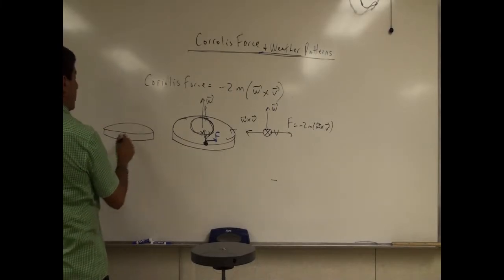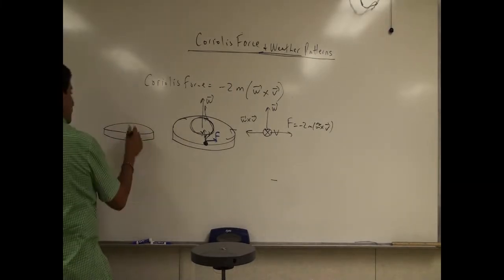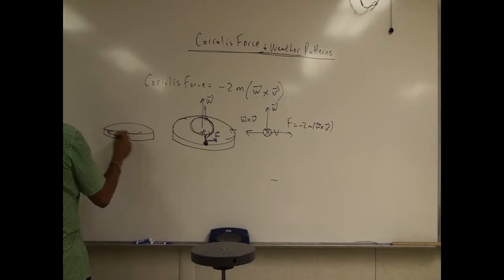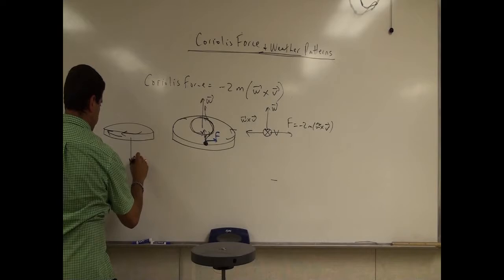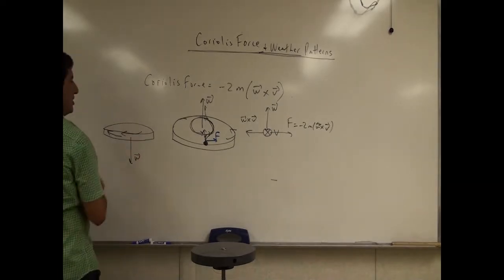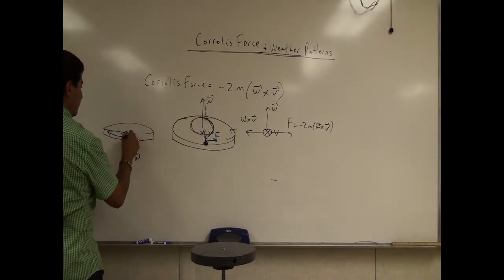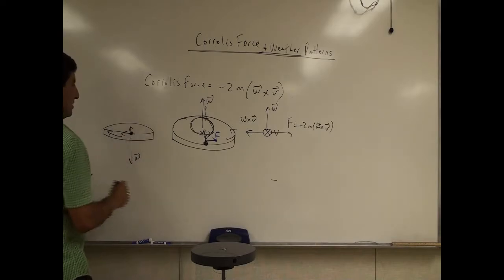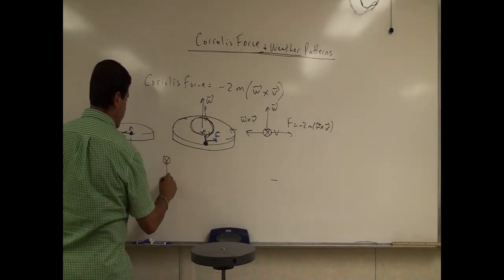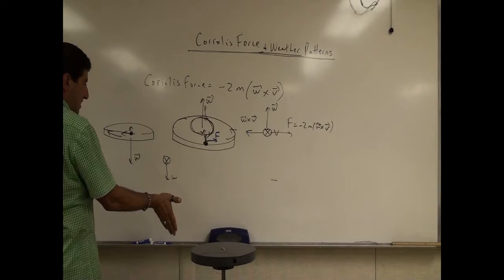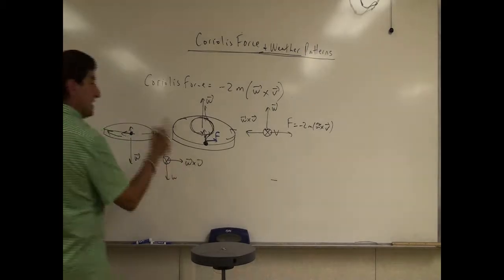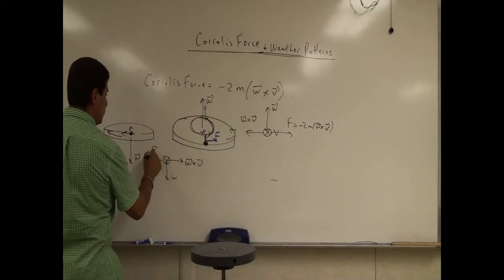Like this. So now, let's say it's spinning this way, like that. So now, the omega vector is down, right? Omega is down. And let's say I push it inward, like this, inward again. So then the V is into the board, omega is down. Omega cross V points this way. You take the negative of that, so that's going to give you the force, right?